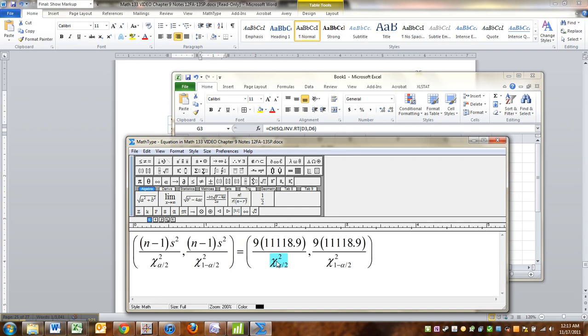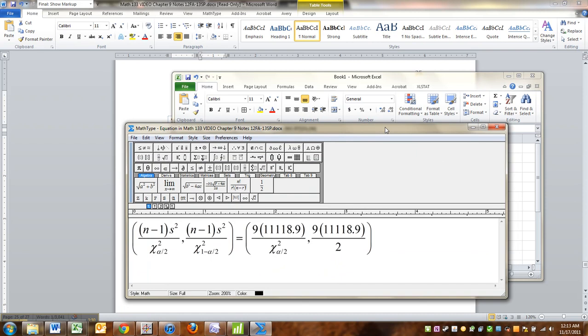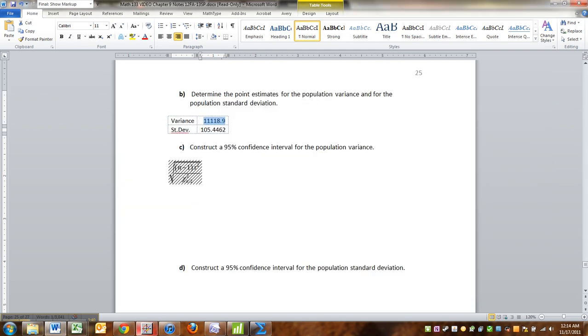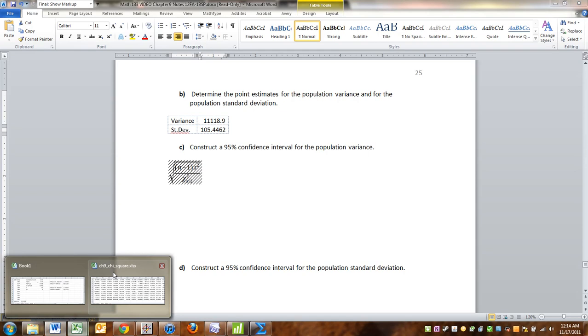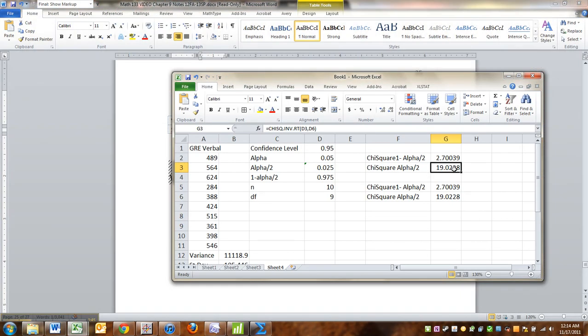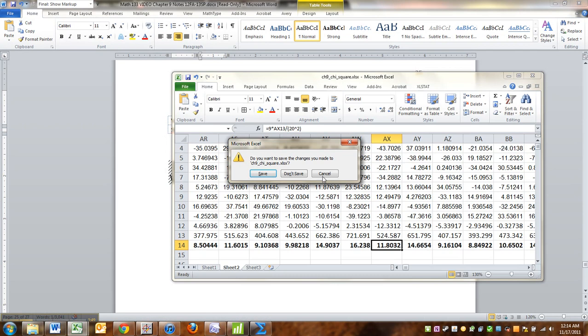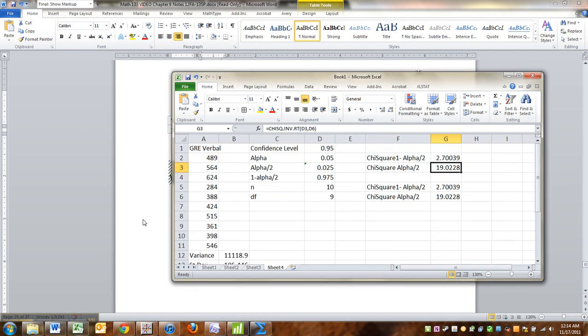Well, the smaller one is over here, actually. What was it, 2.7? Not that you can answer me. I don't know why I ask. 2.700. And this one was 19.023, I think it was. Oops. Come back. There it is, 19.023. While I'm on the subject, I can close that. All right.